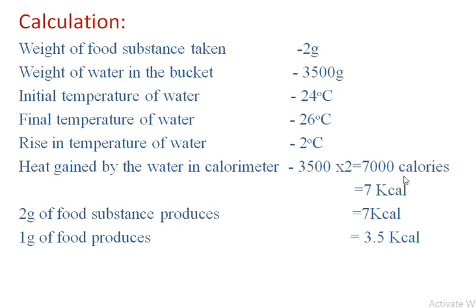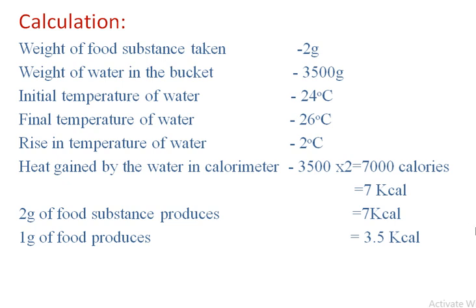Energy is usually expressed in kilocalories, as we have already seen. So these calories can be converted into kilocalories. 7000 divided by 1000 gives you 7 kilocalories. Now you can see 2 grams of the food substance will produce 7 kilocalories. Therefore 1 gram of food produces 3.5 kilocalories.